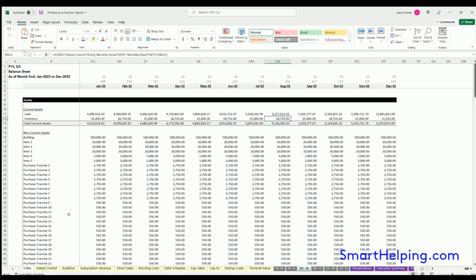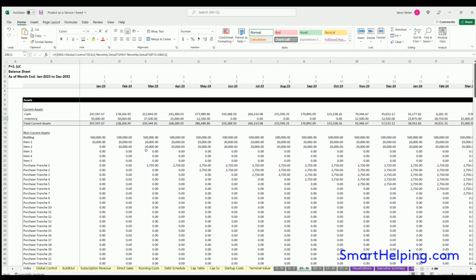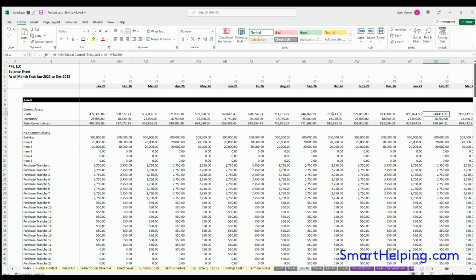Balance sheet. So here's the interesting part. You can see on a monthly basis, here's the cash balance. You can see we solve for 0. If you go over there, we never go below 0, but we solve for 0. That's what the model's solving for. And here's the balance over time.